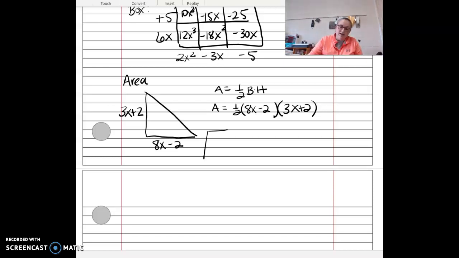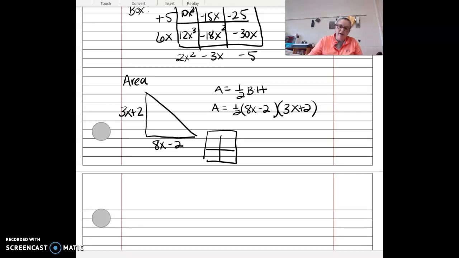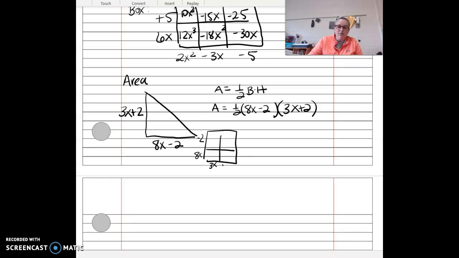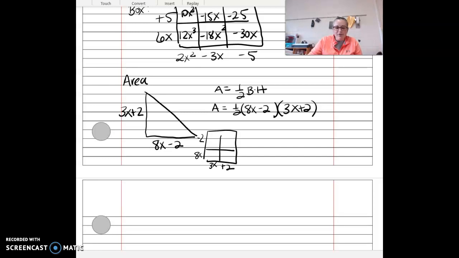Maybe down here I'll set up this box. I know the box would have to be a 2 by 2, so that one side is 8x minus 2, and then I have 3x plus 2 down at the bottom. Finding the area of all the parts, I get 8 times 3, 24x squared. I get 3 times negative 2, negative 6x. And then I have 2 times 8x, 16x. And then I have negative 2 times 2 is negative 4.